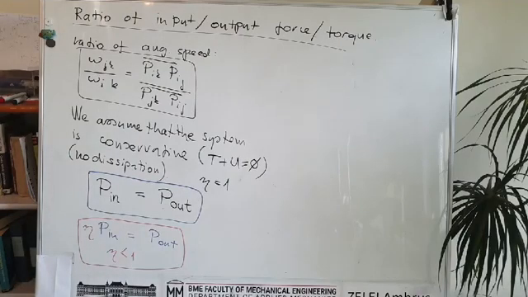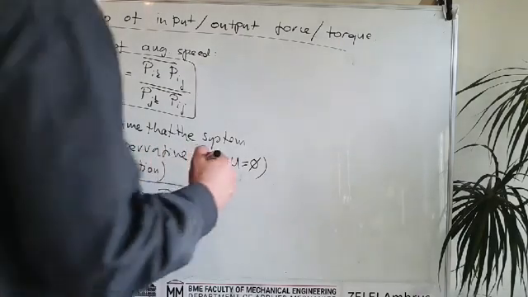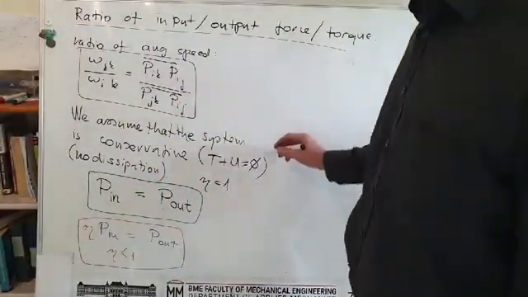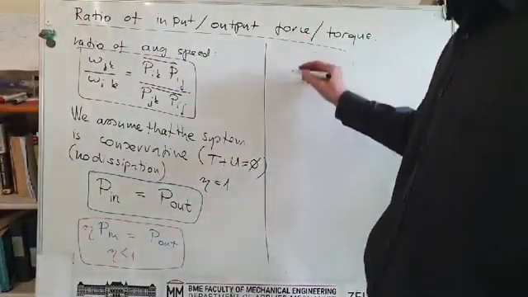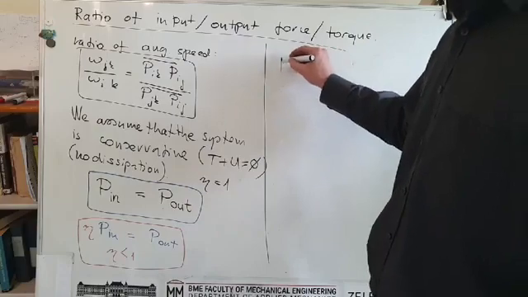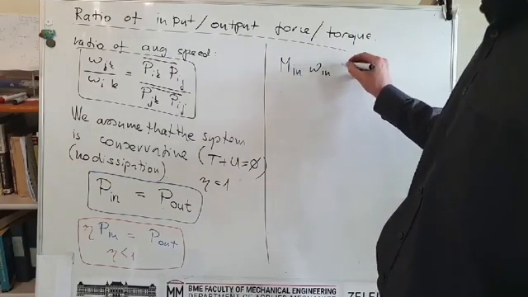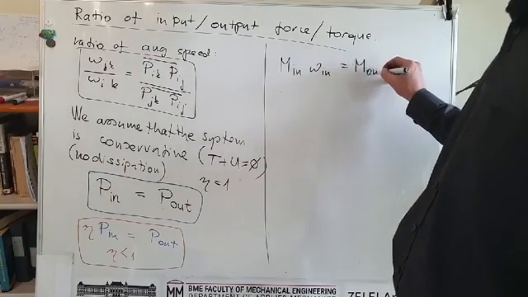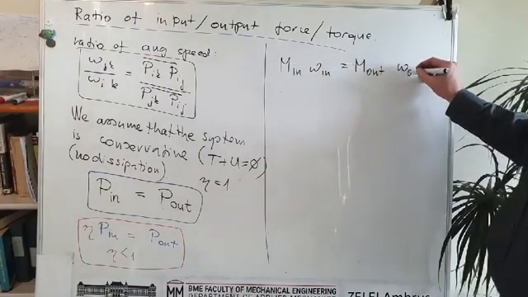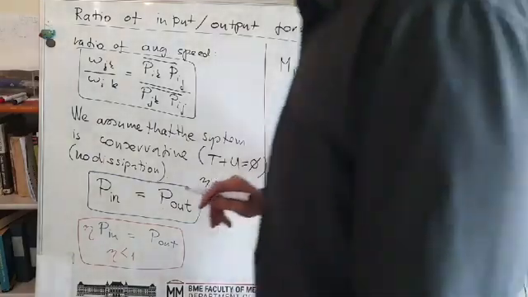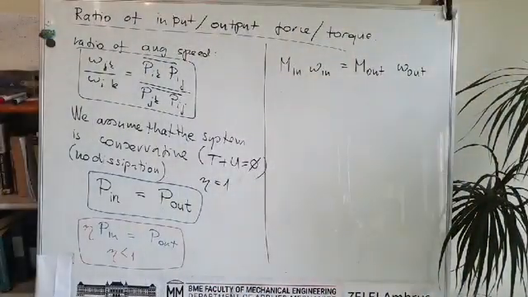And basically what we say is that if the P input and P output are equal to each other, then the input torque times the input angular velocity is equal to the output torque times the output angular velocity. And this is so easy.